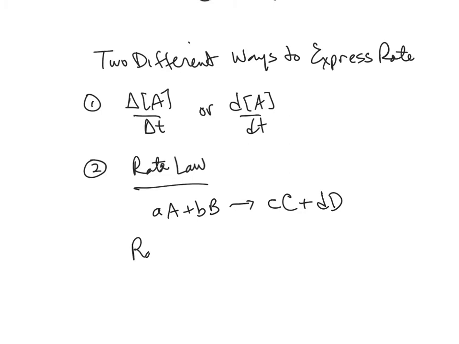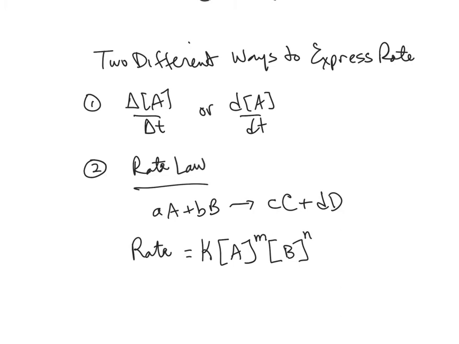We can say that the rate of the reaction will be equal to k, which is called the rate constant, times the concentration of A raised to the power m. That's multiplied times the concentration of B raised to the power n. If we had another component, it might be raised to the power p. So if we had three components, m, n, and p would be the superscripts, or the powers, in that expression.